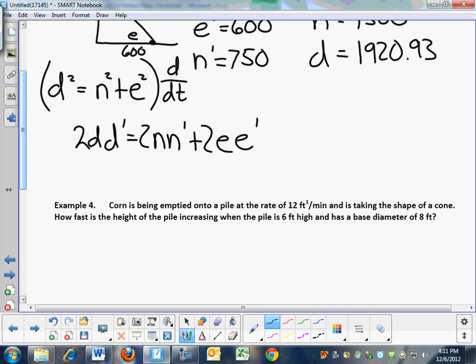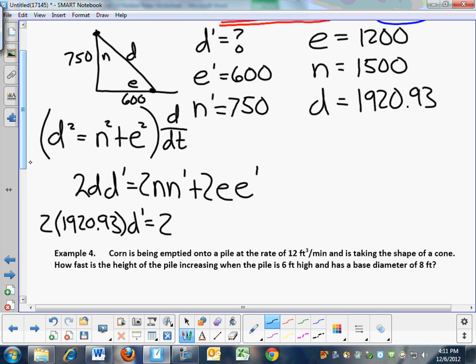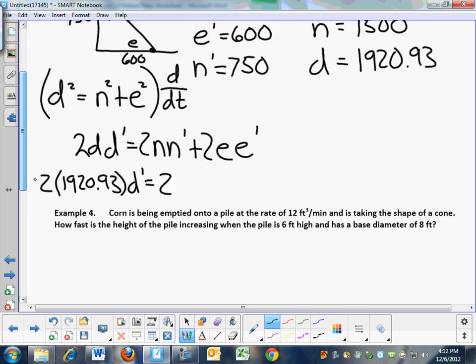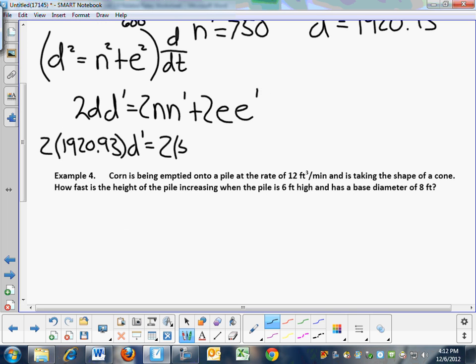So now I plug in all these values. 2 times 1,920.93, that's the current value of d. D prime we don't know. N, what is n? The current n value is 1,500. 2 times 1,500.